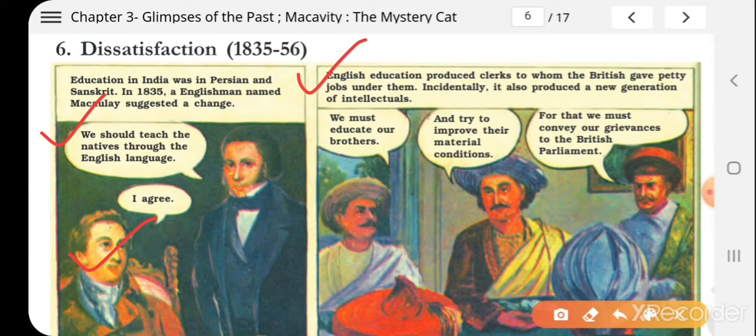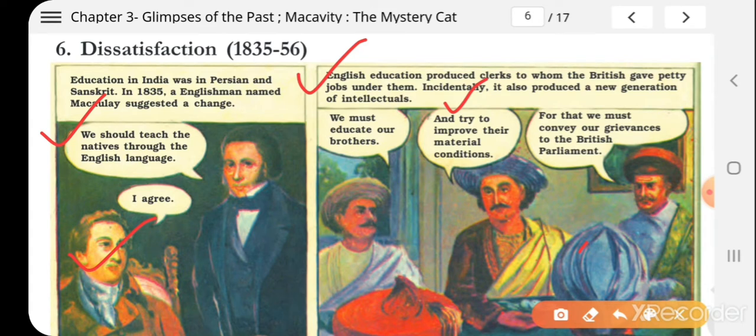लेकिन देखो, Britishers took benefit that we will educate the Indians and we will make them work under us, कि हम उनको अपने अंडर काम कराएंगे. Okay, but इसका एक दूसरा aspect भी था. Incidentally, it also produced a new generation. एक new generation भी निकल कर आई थी of intellectuals.